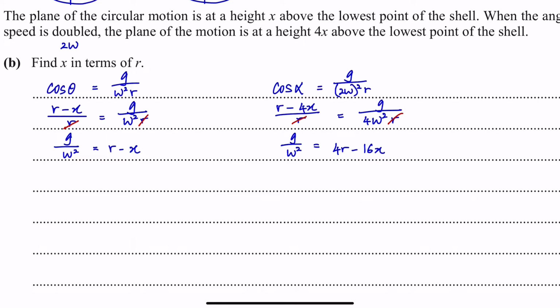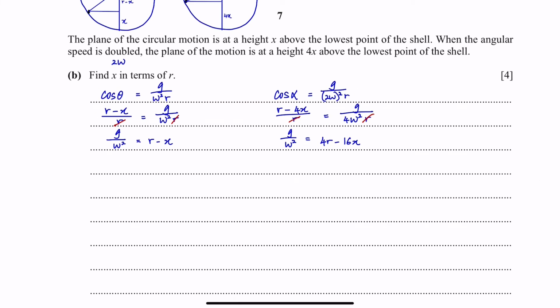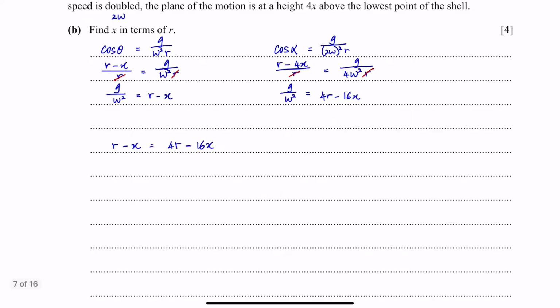So now we get two values of g over omega square. So now we can equate them. So r minus x equal to 4r minus 16x. To simplify this, we need to make x the subject. So we have 15x equal to 3r, and x is equal to 1 over 5 r. That's it.